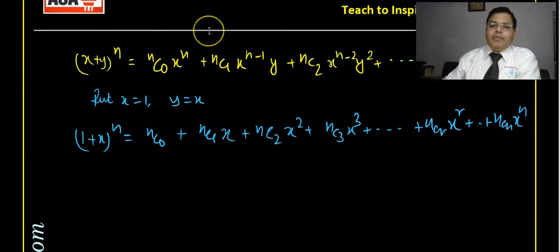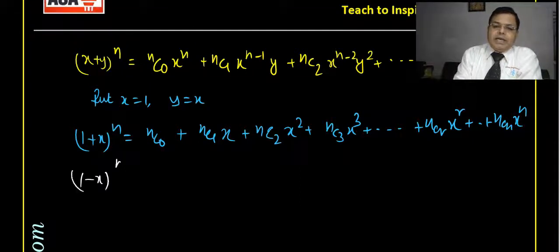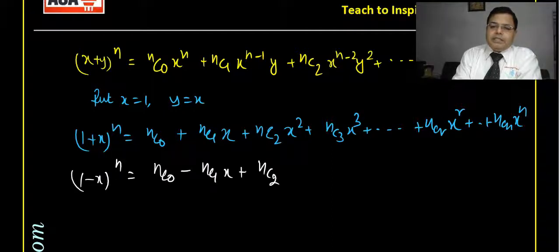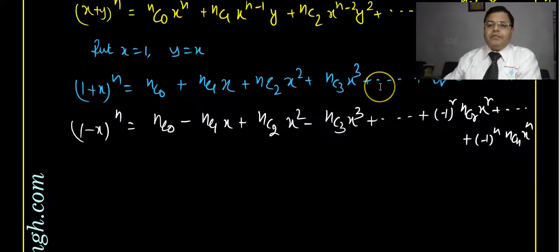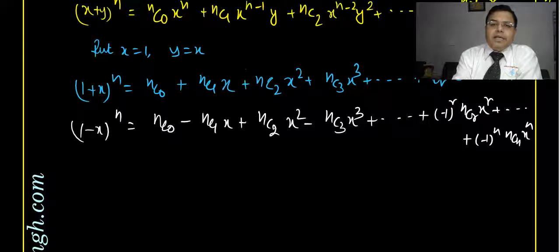Now similarly, if I put minus x in place of y, then alternate terms will be negative. So nC0 minus nC1 x plus nC2 x square minus nC3 x cube, plus similarly minus 1 to the power r nCr x to the power r, and minus 1 to the power n nCn x to the power n, that can be written. So this is one more type of expansion that you need to keep in mind. Definitely it will be very useful.